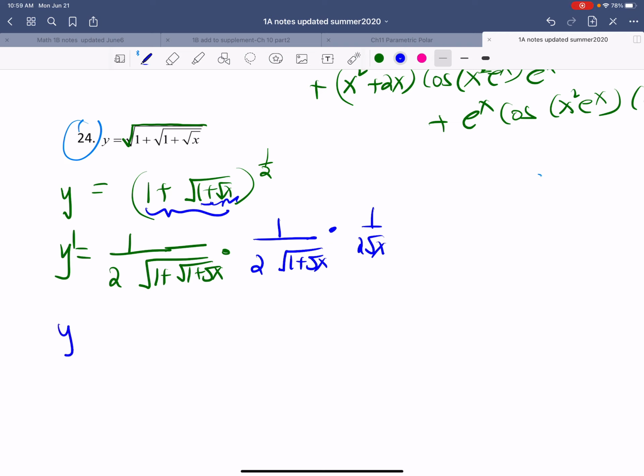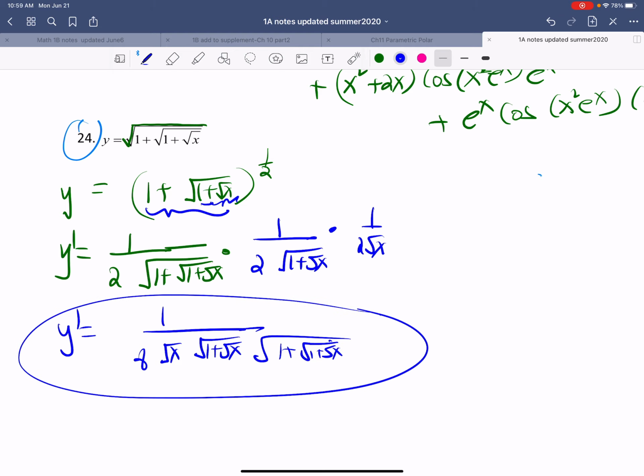We can go ahead and write y prime as 1 over 8 square root of x times square root of 1 plus root x times square root of 1 plus square root of 1 plus root x. And that's our derivative, the final answer in this case.